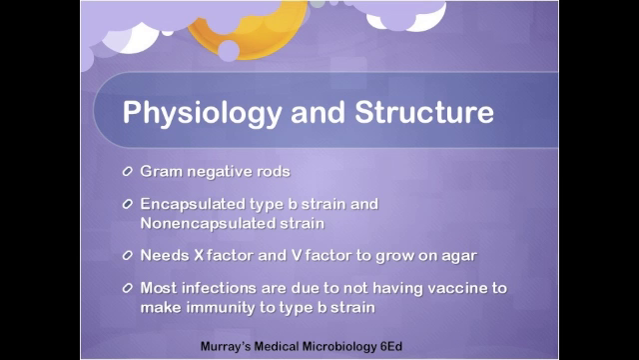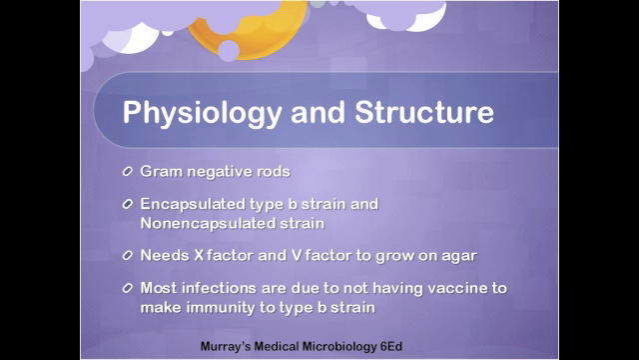H. influenzae is a gram-negative rod. There is an encapsulated type B strain and a non-encapsulated strain. Most people that were infected with H. influenzae bacteria were infected with the encapsulated type B strain. But now that we have a vaccine against this type of strain, people only get infected with the non-encapsulated form, if they get infected at all.